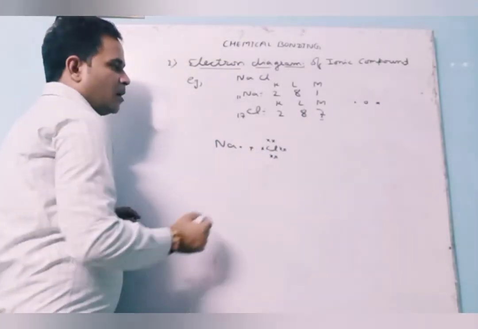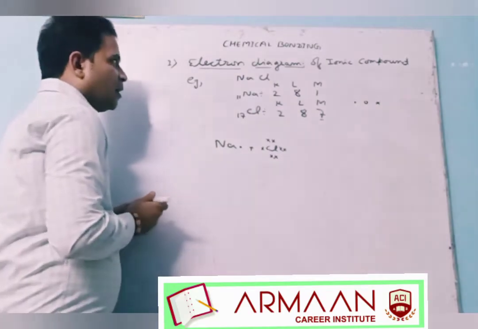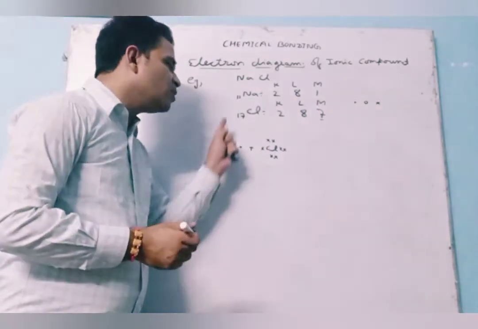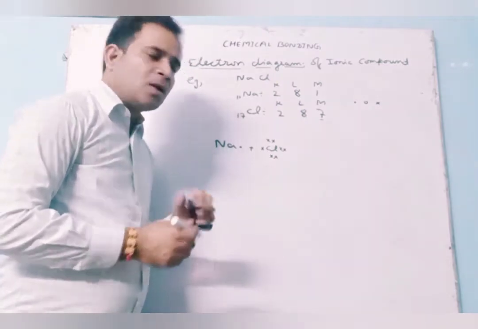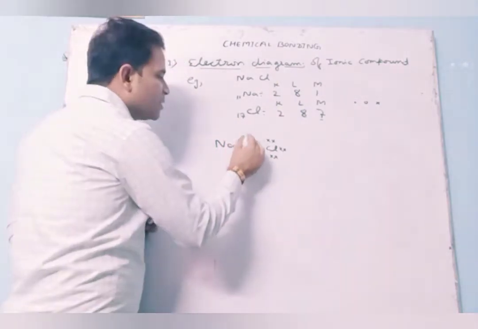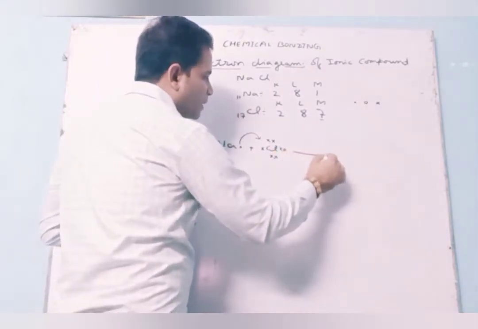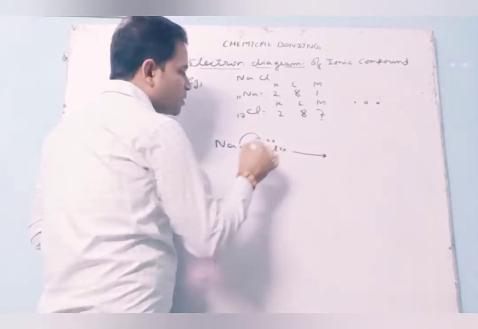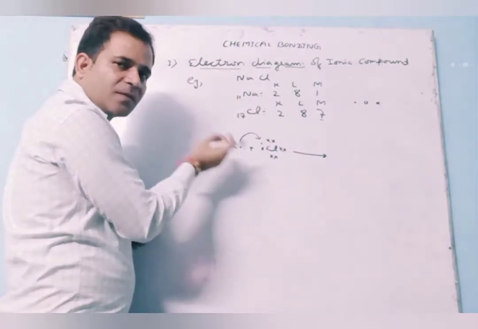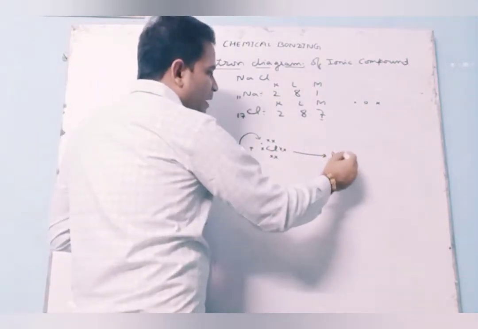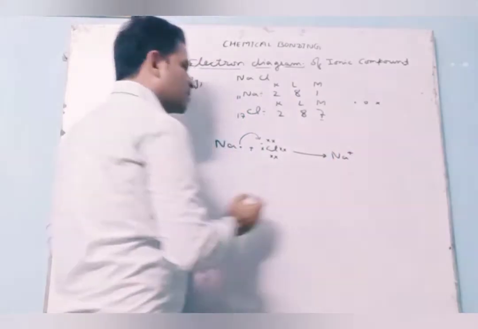See what I am saying here. At the time of the formation of an ionic bond, the sodium loses its 1 electron. So if the sodium loses its 1 electron, then what? It gains 1 electron here. Chlorine gains an electron from sodium to become stable. So see, Na plus charge.